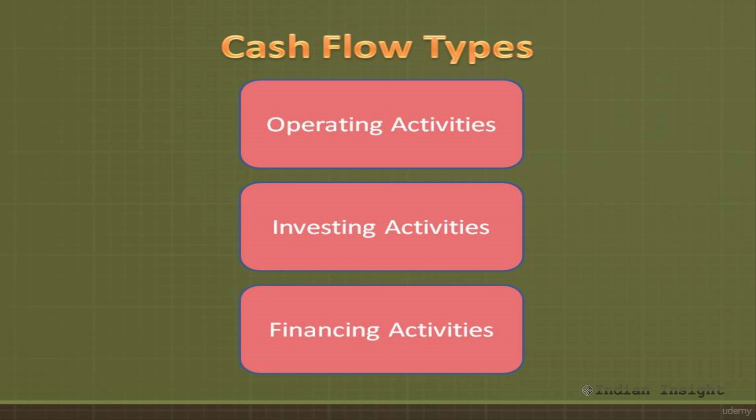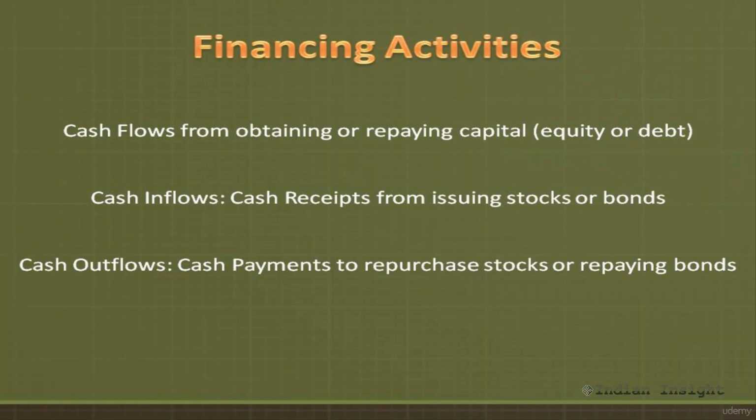Let's start with the bottommost activity. Cash flow from financing activities are cash flows from activities related to obtaining or repaying capital to be used in the business. So financing activities include obtaining or repaying capital such as equity and long-term debt. The two primary sources of capital are shareholders and creditors.